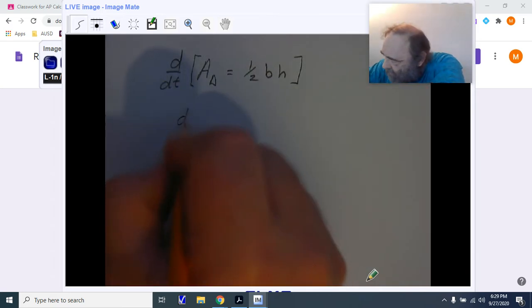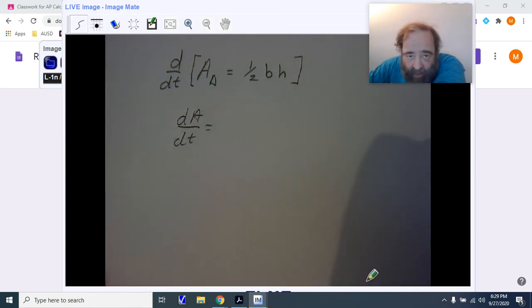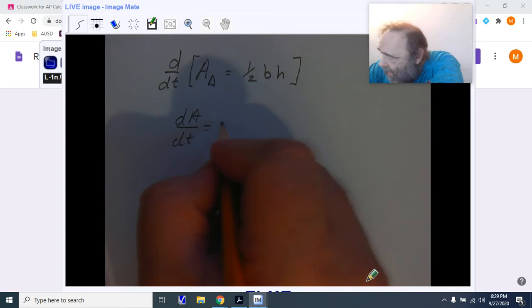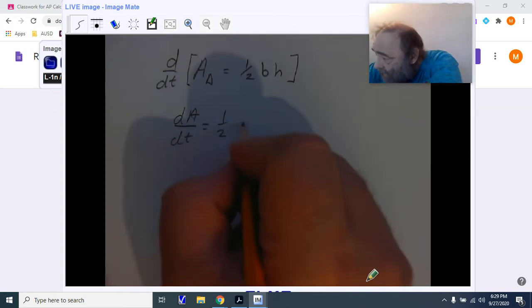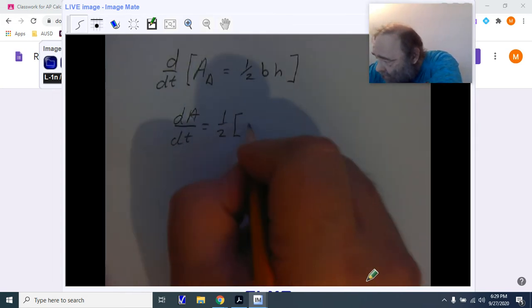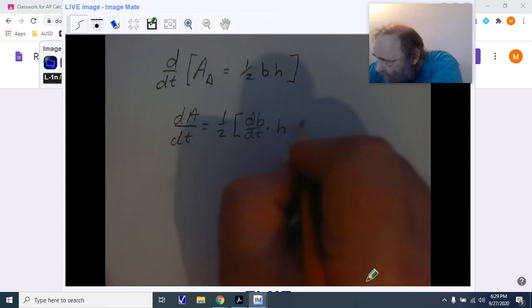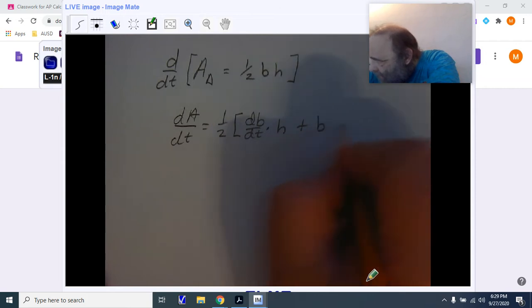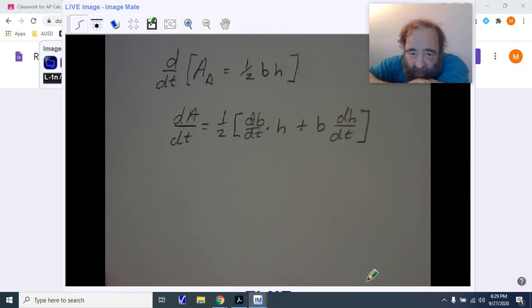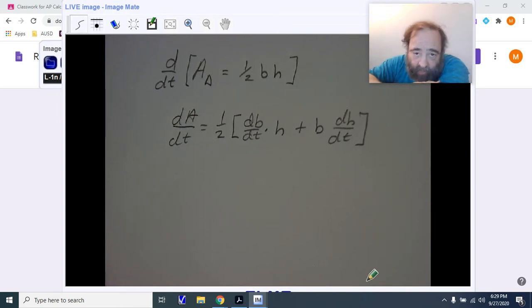And you'll notice this is going to give me dA/dt, the rate of change of the area in terms of time, and it will be 1/2, and now we have the product rule, db/dt times h plus b times dh/dt. You'll notice all I've done is the product rule with this implicitly. So implicit differentiation is part of the related rates.